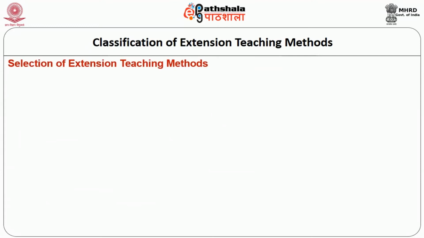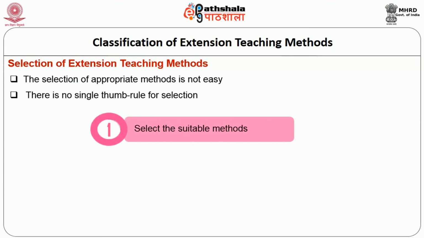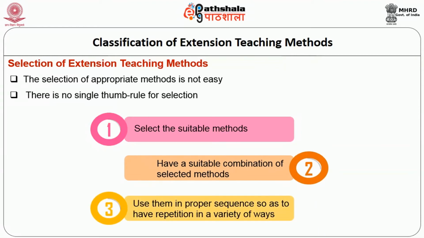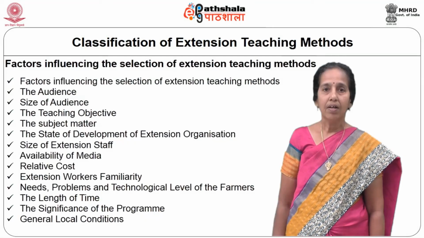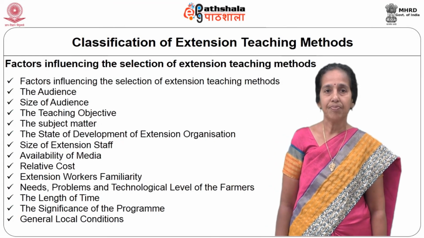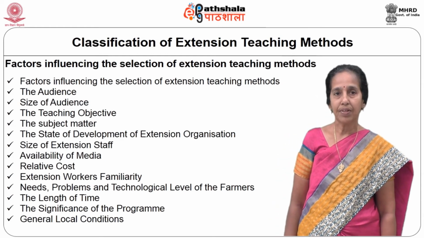So, how should we select the extension teaching methods? The selection of appropriate methods is not easy. There is no single thumb rule for selection. In order to get the most effective results, the extension worker should select the suitable methods, have a suitable combination of selected methods and use them in proper sequence so as to have repetition in a variety of ways. The following factors should be considered in the selection of extension teaching methods. So, let us see the factors influencing the selection of extension teaching methods.